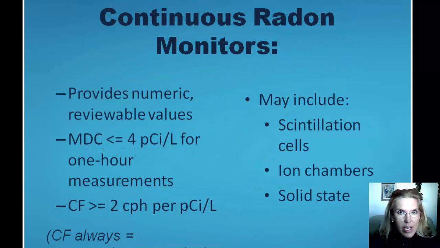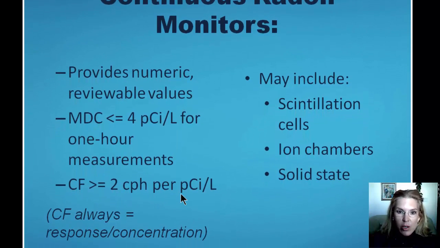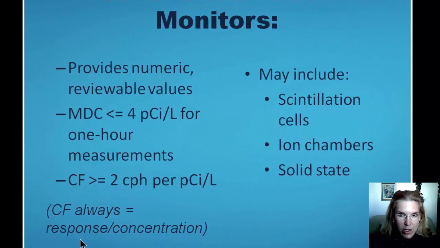The first category, continuous radon monitors. The definition states that continuous radon monitors provide numeric reviewable values, that the minimum detectable concentration is less than or equal to 4 picocuries per liter for 1 hour measurements, and that the calibration factor is greater than or equal to 2 counts per hour per picocurie per liter. And the calibration factor, as is always defined, is the response divided by the concentration.